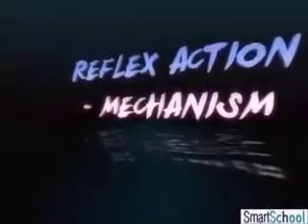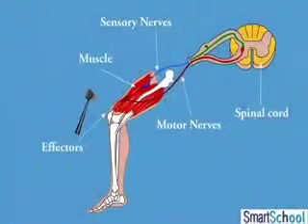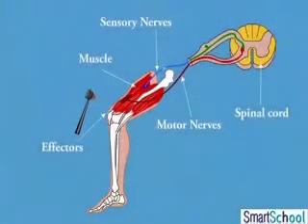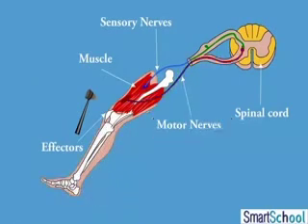Reflex action mechanism. In reflex action, fine tips, that is dendrites of receptors, that is sensory neurons, quickly relay a message in the form of electric impulse via sensory nerves to the spinal cord. The spinal cord then sends information, impulse, via motor nerves to effectors, that is muscles or glands.